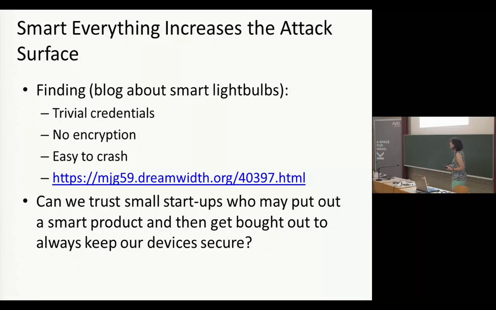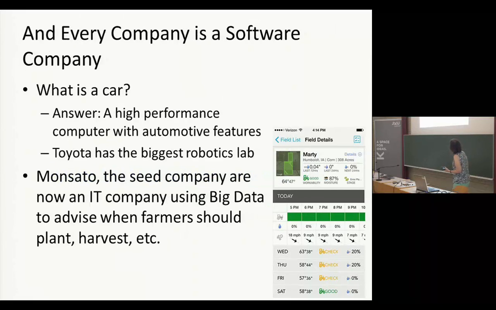But that's what we're doing right now. And it just increases the attack surface. The other thing is, every company is a software company. I mean, you can say, what is a car? Cars have hundreds of thousands of lines of code. They're high-performance computers with automotive features. That's a car, right?